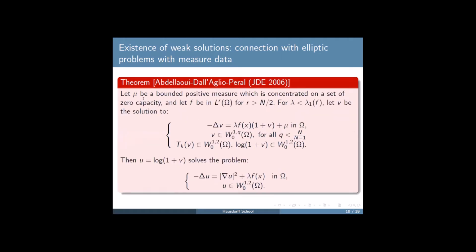If you take any measure mu concentrated on a set of 0 capacity, and if you take f again in L^r with r greater than n over 2, then if you take the unique positive solution of this problem and take the log of 1 plus that solution, then that function solves the original problem. Okay, so here we have some connection between measures and elliptic problems with first order terms.